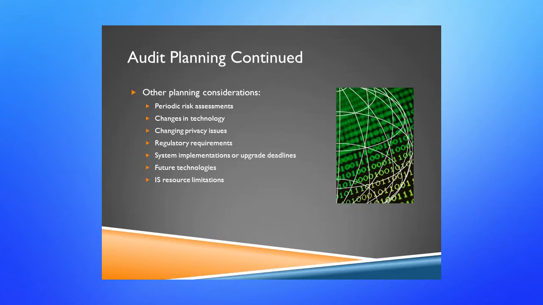All right, both your long and short-term issues should be reviewed at least annually to make sure that what your audit planning had at the time you created these short-term and long-term plans still matches the direction that the business is going. Some of the other planning considerations, of course, would be to do periodic risk assessments. And again, we're talking about the planning of when to do the audits.